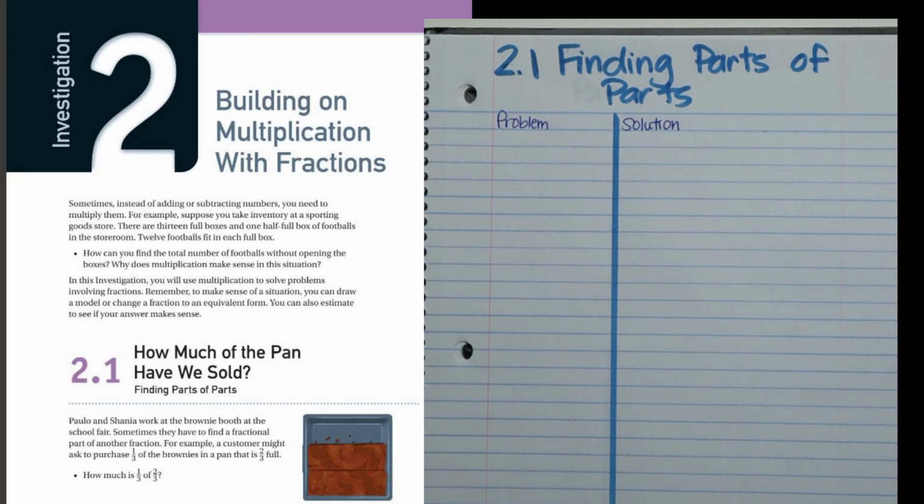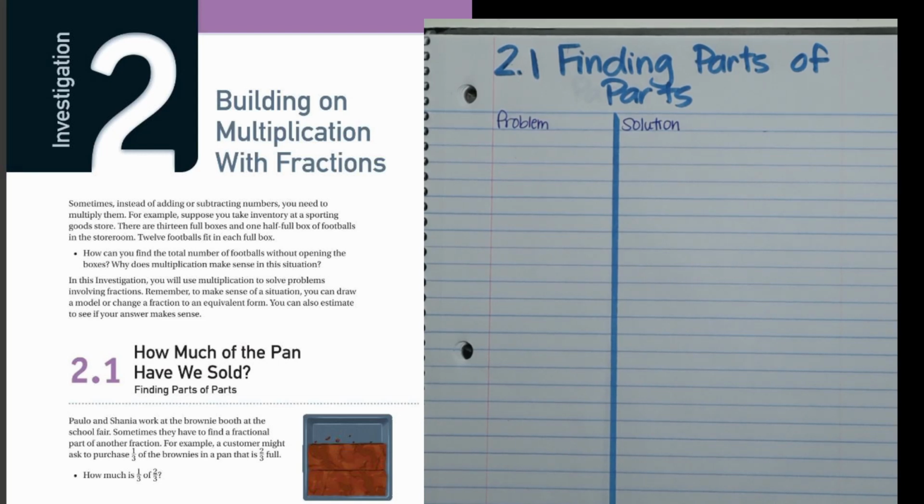Why does multiplication make sense in this situation? In this investigation, you will use multiplication to solve problems involving fractions. Remember, to make sense of a situation, you can draw a model or change a fraction to an equation form. You can also estimate to see if your answer makes sense.